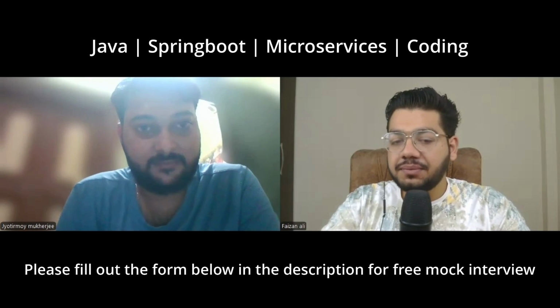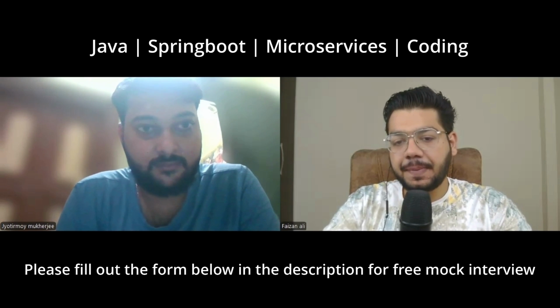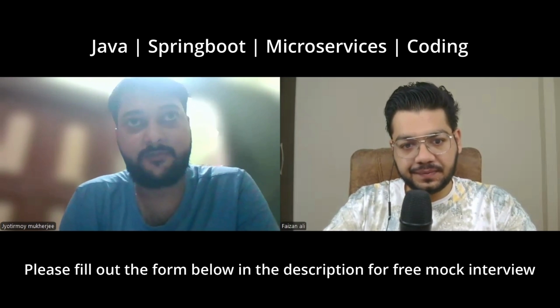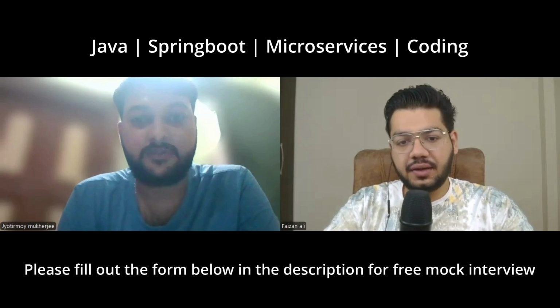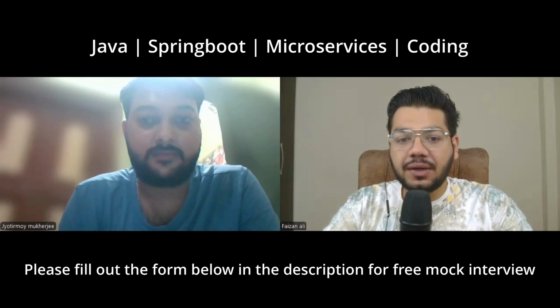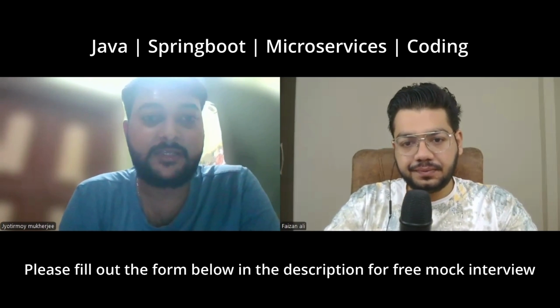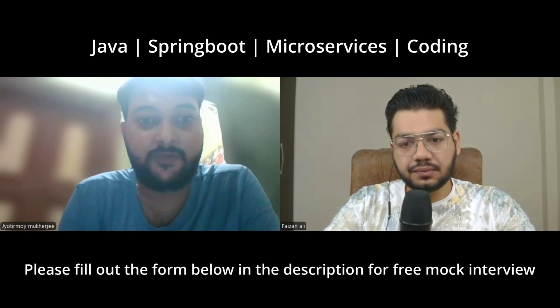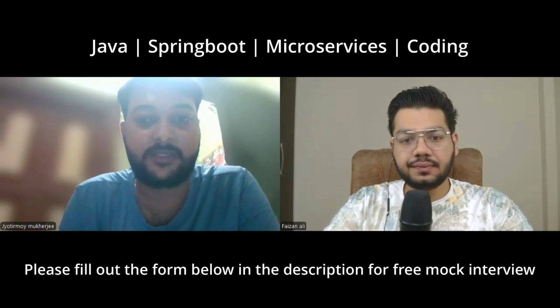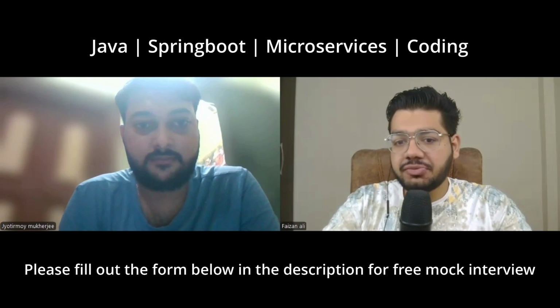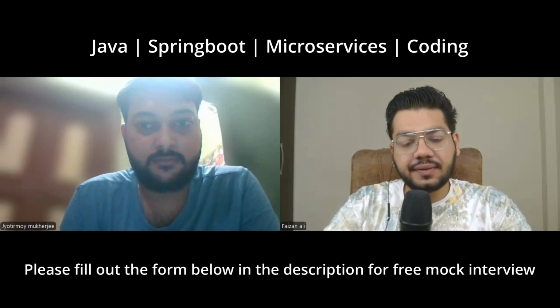So can a TreeMap store null keys or values? No, TreeMap will not store null keys. Correct. What about HashMap and ConcurrentHashMap? For HashMap, it will store one null key and multiple null values. But for ConcurrentHashMap, it will not store null keys or null values. That's correct. Why does ConcurrentHashMap disallow null keys?